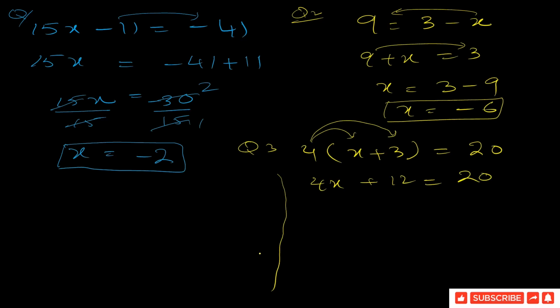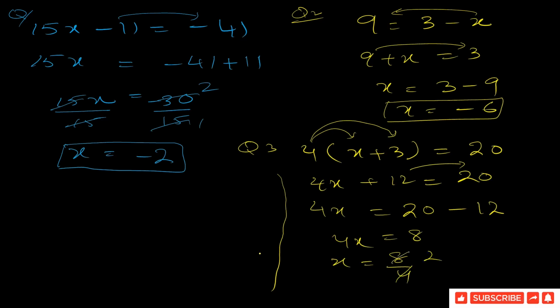Now 4x equals 20 minus 12, as 12 goes to the other side. Now 20 minus 12 becomes 8. So 4x equals 8. x is equal to 8 by 4 because 4 was multiplying on the left side. It went to the other side. It divided. So x is equal to 2 here.